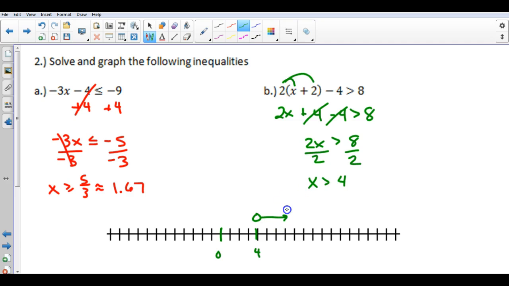If you wanted to check your answers for inequalities, you could substitute any value past 4, any number greater than 4. So if I take 10 and substitute 10 in here, 10 plus 2 would be 12, 12 times 2 is 24, and 24 minus 4 would be 20. Is 20 greater than 8? Yes. So all these numbers greater than 4 are part of our solution.